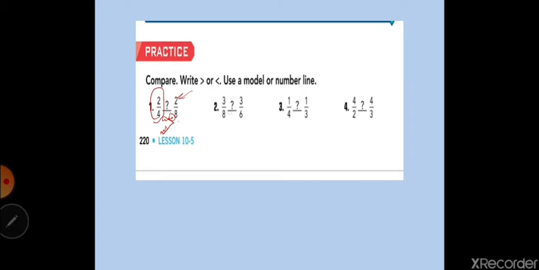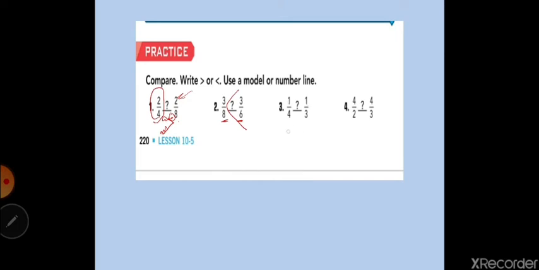Again, 3/8 and 3/6. Which one is greater? What do you think? To share with 8 students or to share with 6 students? Of course, if I share with 6, I will get more. Okay, so it's 3/6.